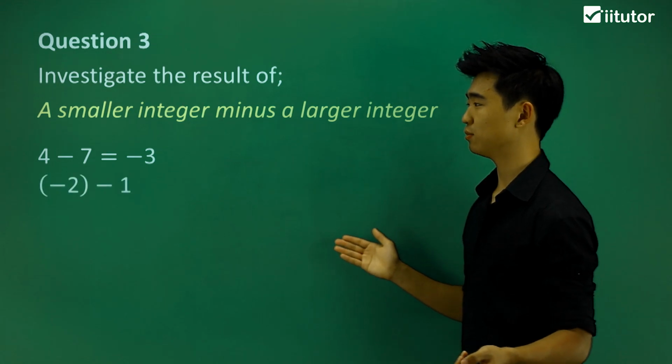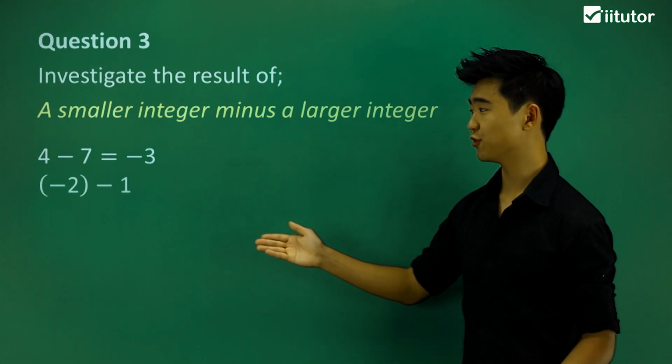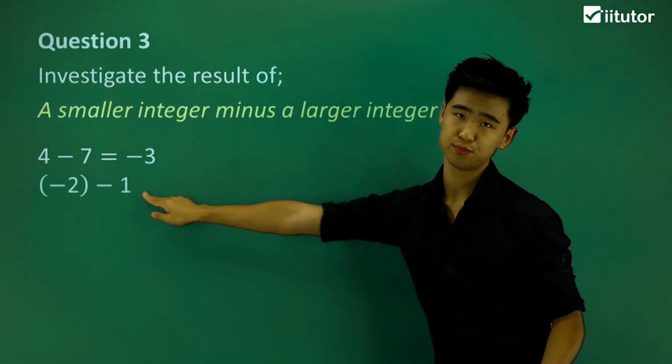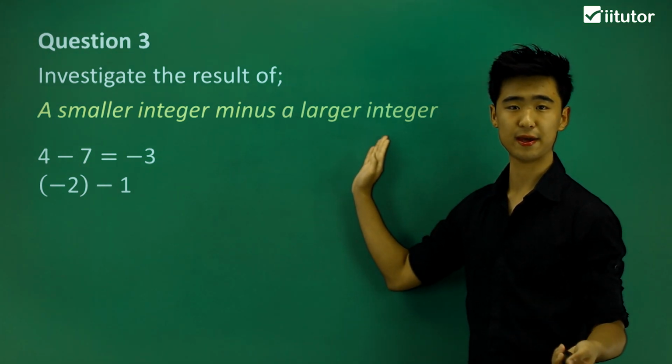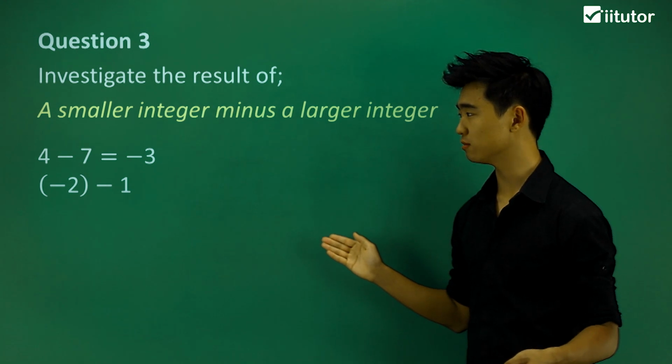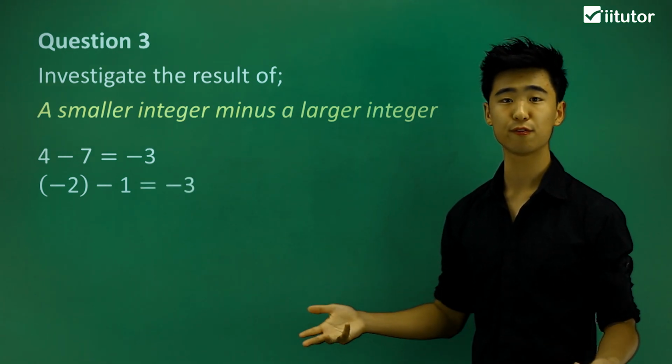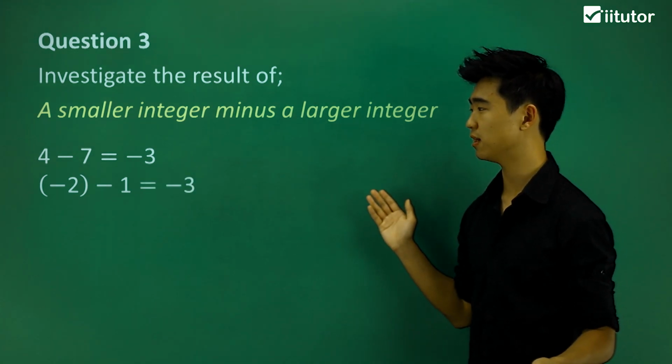Let's try another example. We have negative 2 and 1. Negative 2 is the smaller number, and 1 is larger than that. So when we take away these two numbers, what do we get? We get a negative 3. So another negative number.